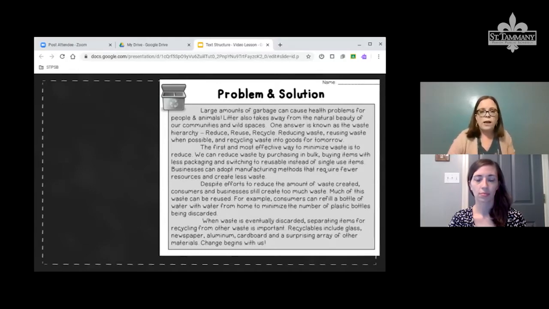So as you can see in the first paragraph, the author states the problem. What is the problem? That large amounts of garbage can cause health problems for people and animals, and it also takes away from the natural beauty of our communities. So now you try. What are some of the solutions the author uses?